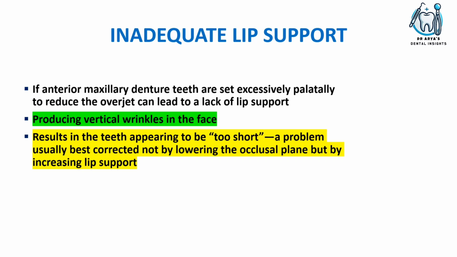Coming to inadequate lip support. If the anterior maxillary denture teeth are set excessively palatally to reduce the overjet, it can lead to a lack of lip support, producing vertical wrinkles in the face and resulting in the teeth appearing to be too short, a problem usually best corrected not by lowering the occlusal plane but by increasing lip support.